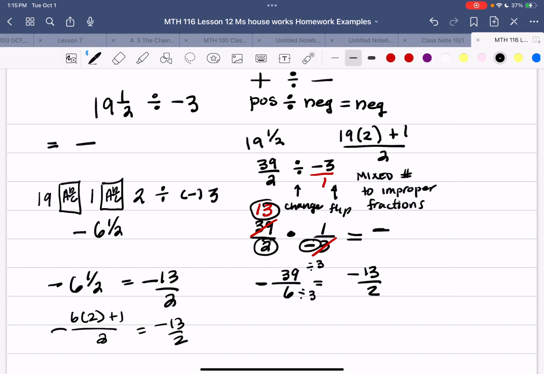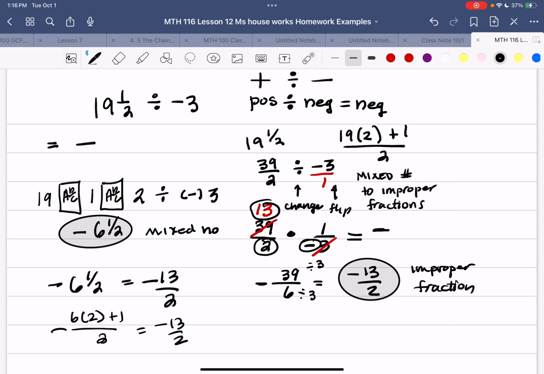Now, let's look at the format that they ask us for. They may ask us for a mixed number. They may say mixed number's fine. You know, in the real world, it makes a whole lot more sense than an improper fraction anyway. You wouldn't go to Home Depot and say, I need 13 over 2 boards. You'd say, I need 6.5, whatever.